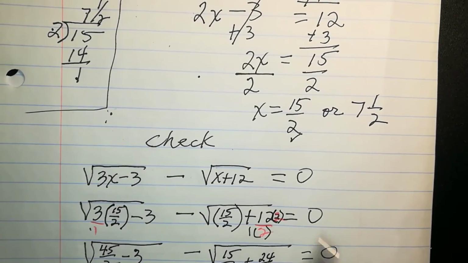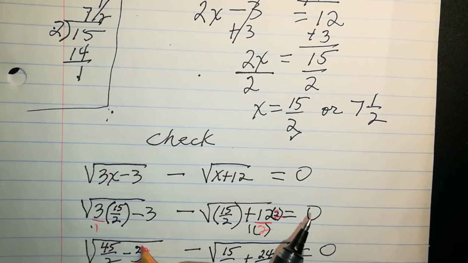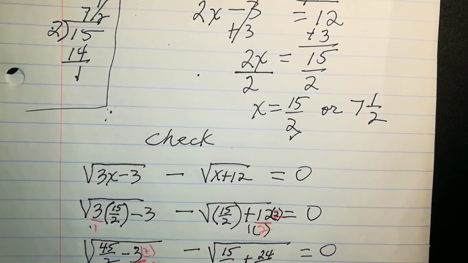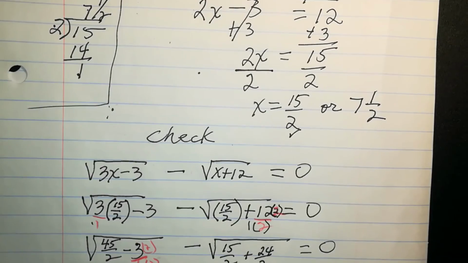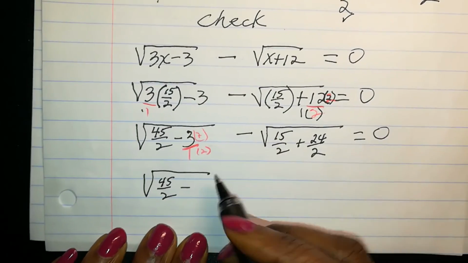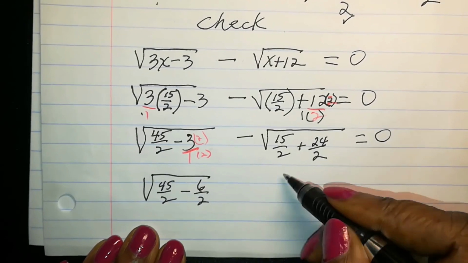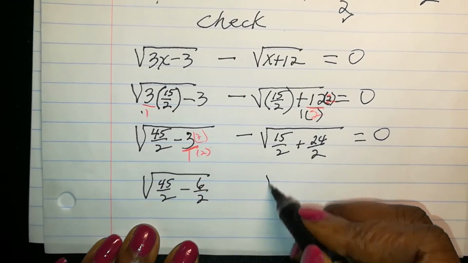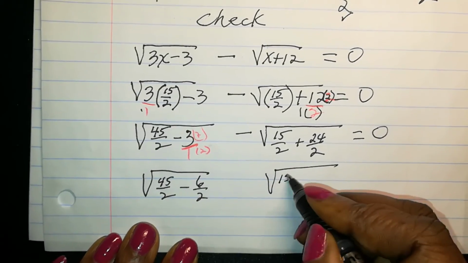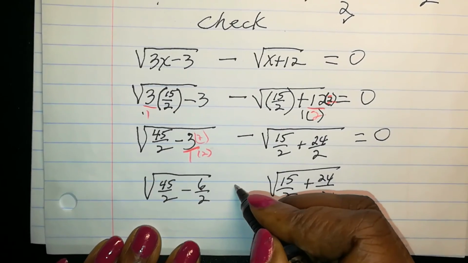Here, I'll do it over here also. Put a 1 underneath. I'm going to multiply 2 on the bottom and 2 on the top. So I have a common denominator. Watch. It's 45 over 2 minus 6 over 2. And this one is 15. I'm going to write it over again so we have it together. 15 over 2 plus 24 over 2. Well, let's do the work.